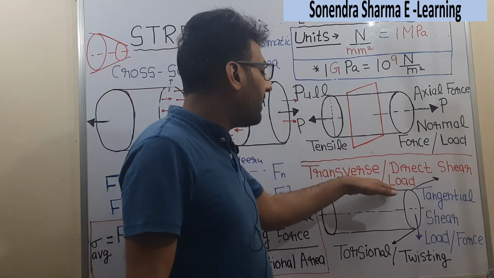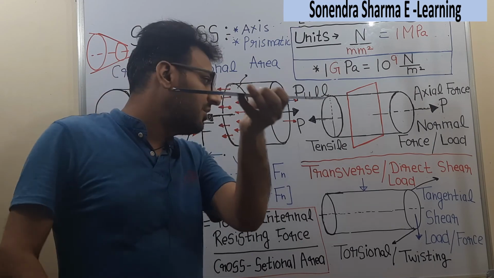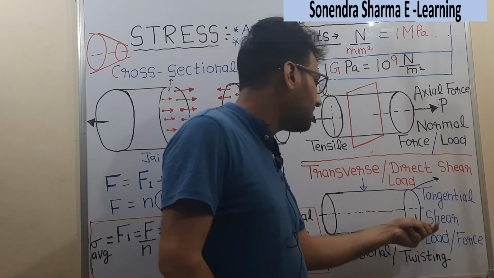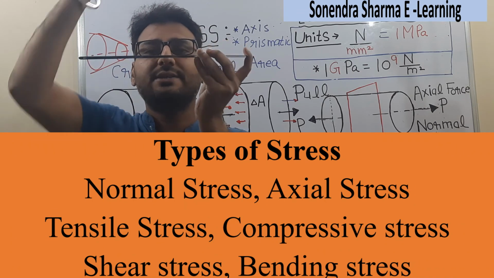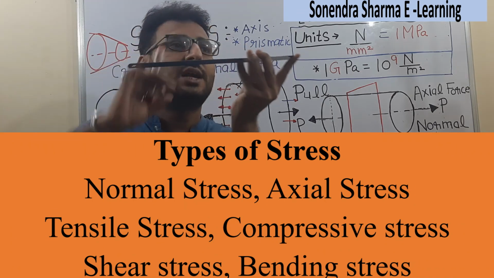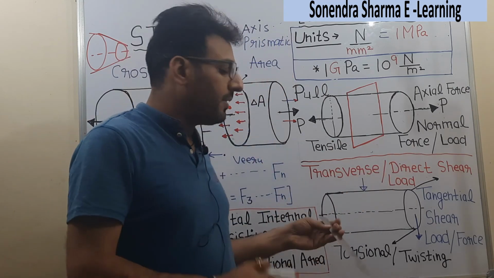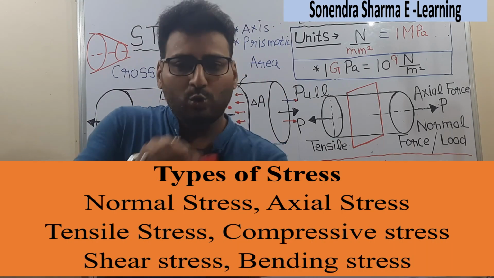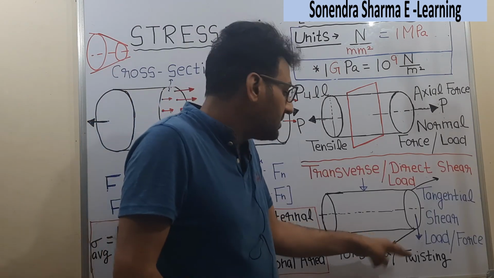Similarly, if the applied force is parallel to the surface, then the generated stress is shear stress. If the applied force is perpendicular to the axis, then the generated stress is bending stress. And if the applied force is twisting in nature, then the generated stress is torsional stress.